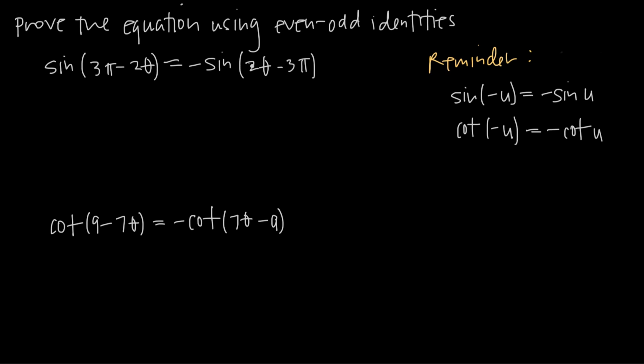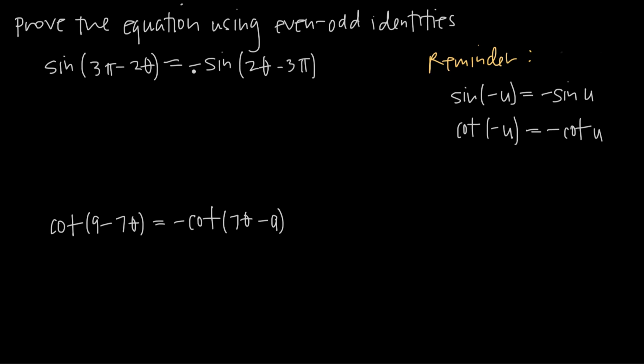So obviously, since we're dealing here with sine, we want to find the even-odd identity that's for sine, which is sine of negative u is equal to negative sine of u. So really all we want to do here is match up our equation to the even-odd identity to prove that they are equal to one another. So what we could do is recognize that on the right side of our even-odd identity, we have negative sine of u, so that negative sign is out in front.